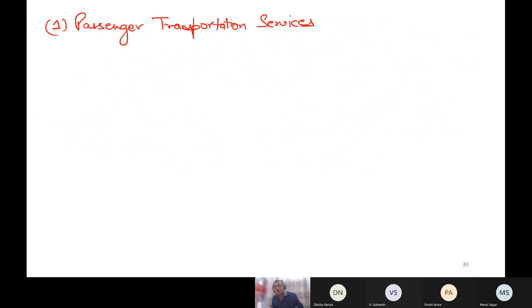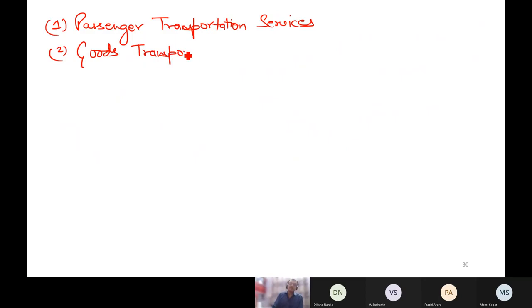Passenger transportation services. So those special cases are, first, whenever you are engaged in passenger transportation services, carefully check the receipt or invoices or ticket which you receive when you purchase the tickets. The format of invoice is a little bit different. Goods transportation services different.